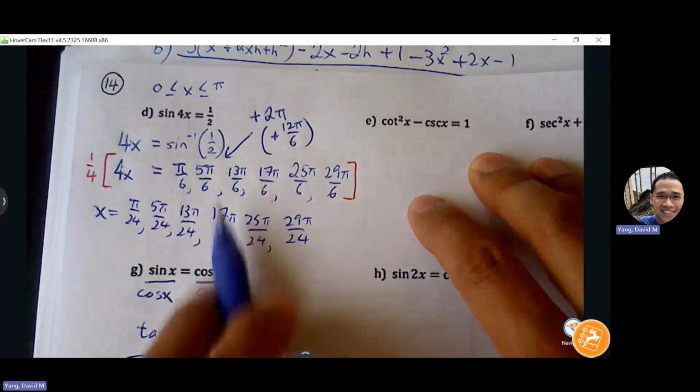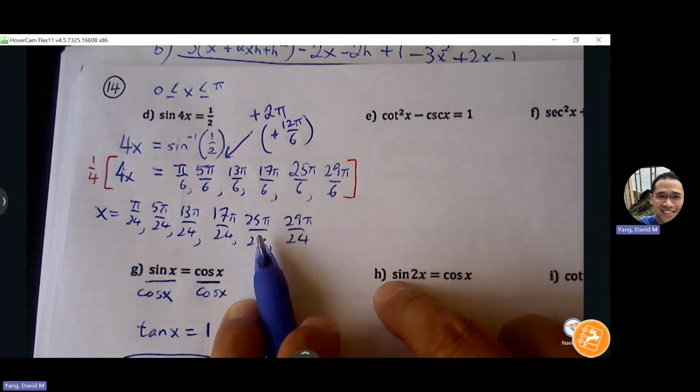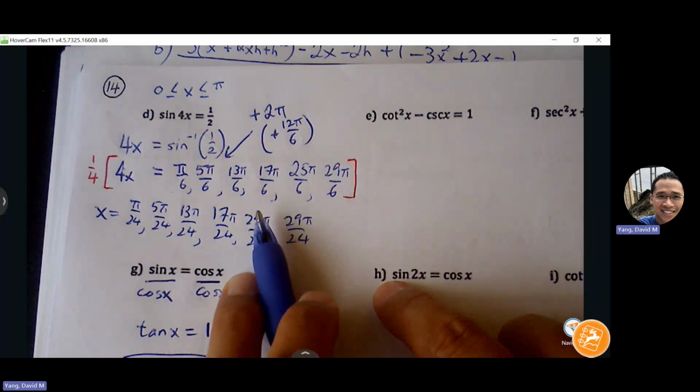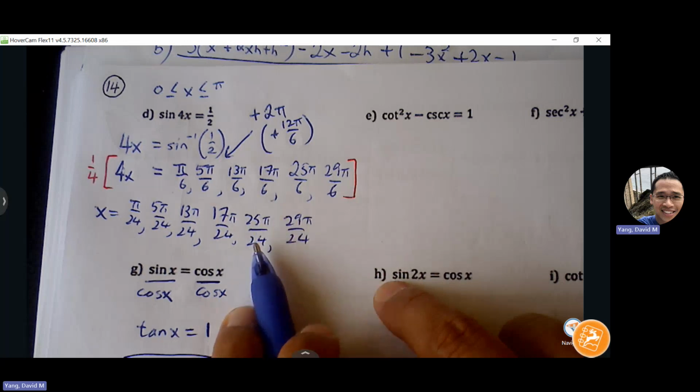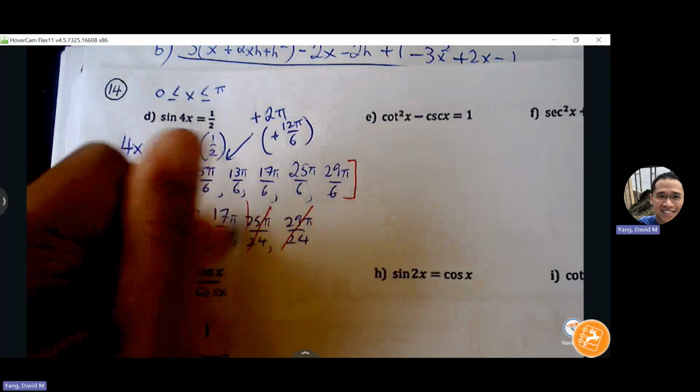So I'm looking for anything up to pi, and pi is where my numerator and denominator are the same. But once my numerator becomes larger than my denominator, then that's more than pi. So I know I can remove these two. This is a little bit too far out.